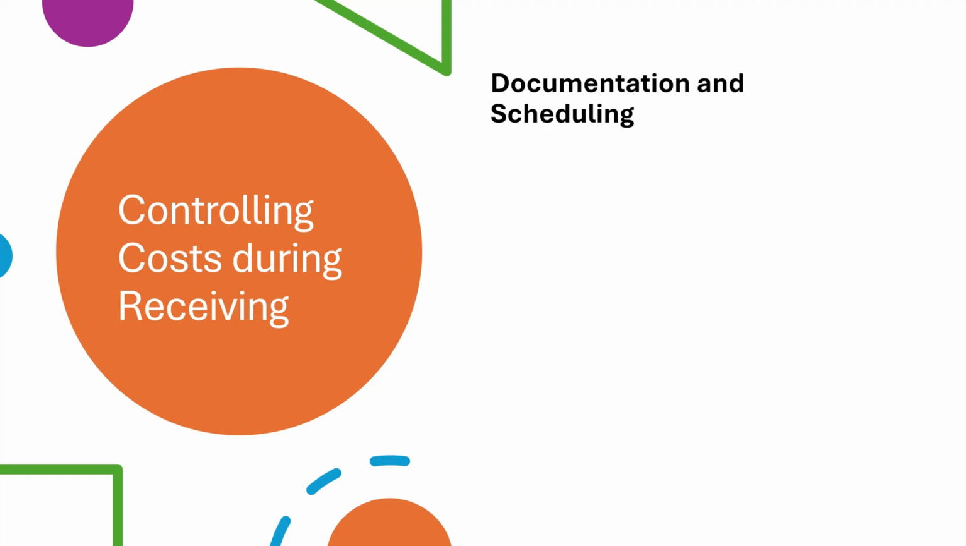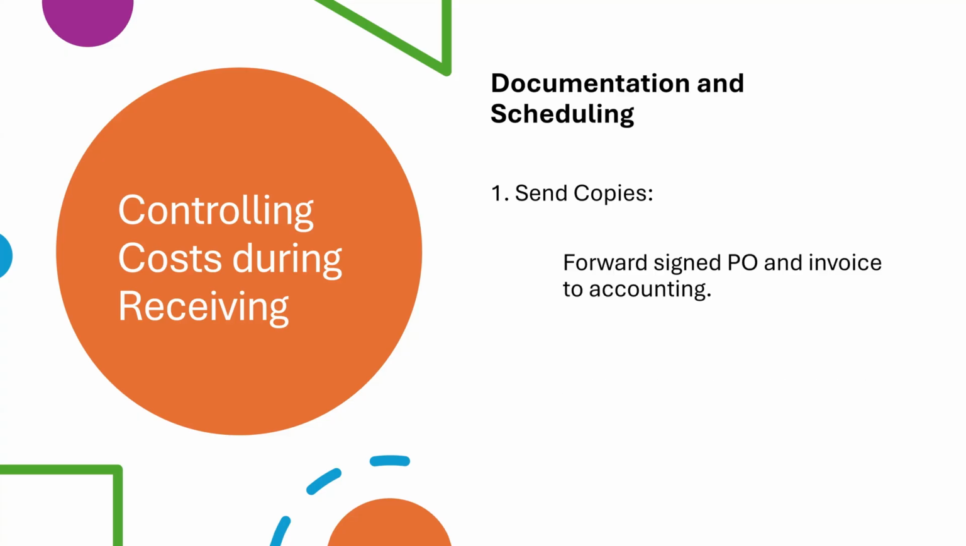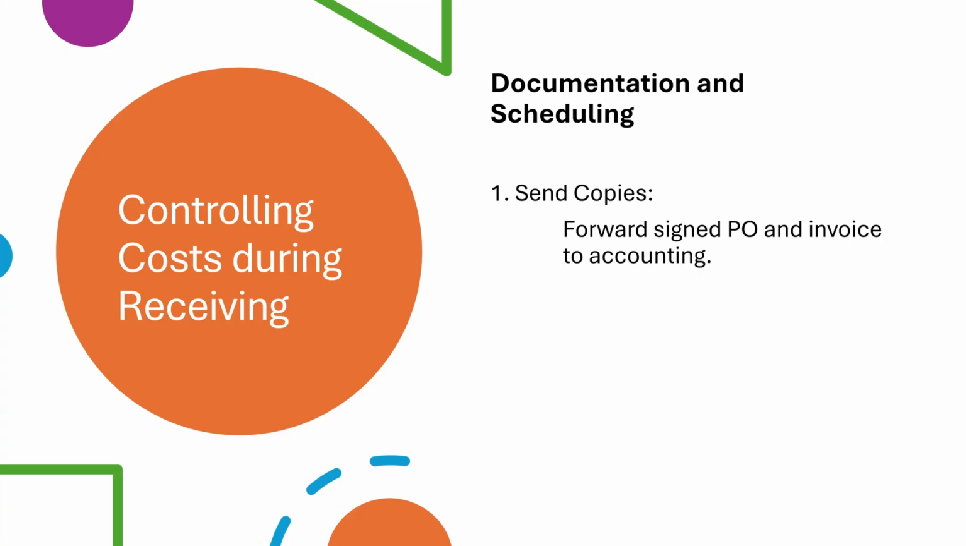This second part here is really to make sure that your organization as a whole gets the information that they need to put in the software and make your job easier. So any copies that you get for the signed PO and invoice, send it to accounting, so they have it at their disposal. They can reconcile the numbers and it really helps out.